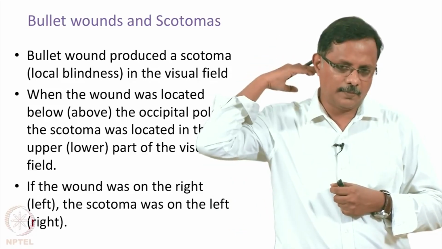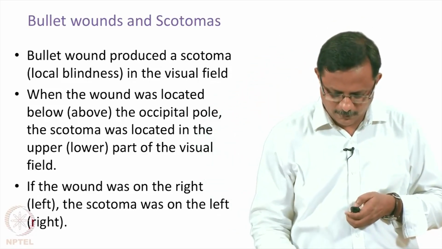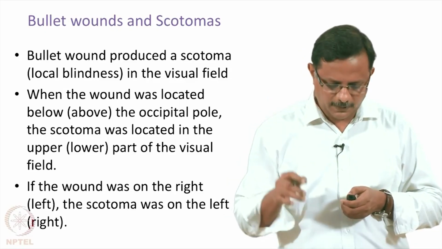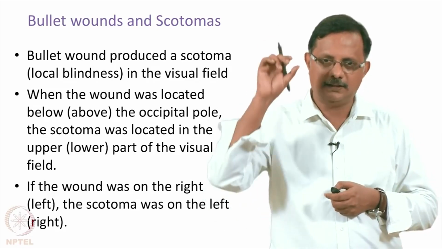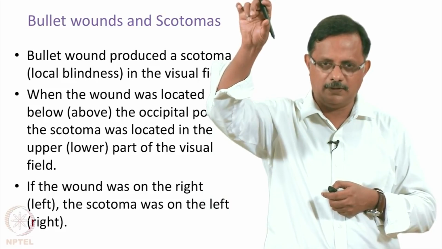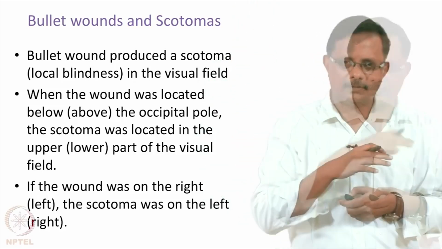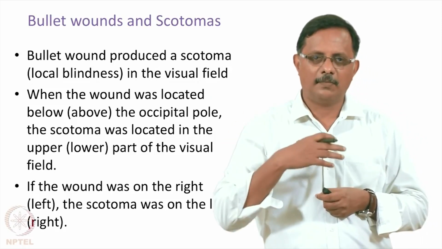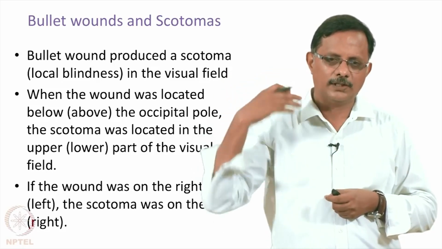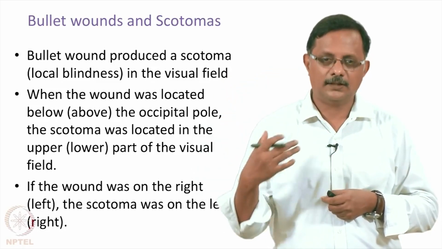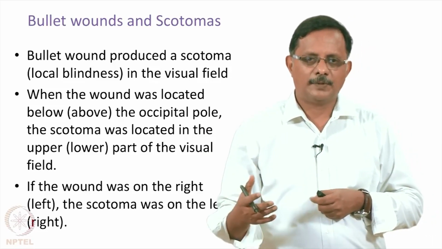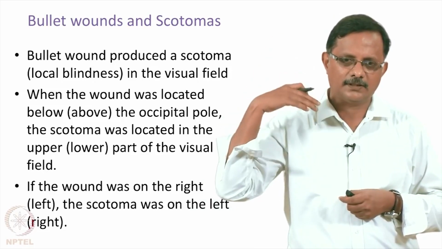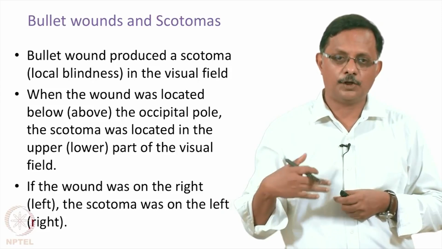So, if the wound is in the lower part, especially below the occipital pole, which is basically the tip of the occipital lobe where there is a sharp extension, right, then the deficit that you see, the scotoma, is located in the upper part of the visual field. And if the wound is in the left part of the brain, then the scotoma was on the right. So, there is an interesting mapping between the external visual field and the location of the wound in the occipital lobe in the visual cortex. So, later on people studied this mapping between the retinal image, the visual field and the brain surface, and these maps are called retinotopic maps.